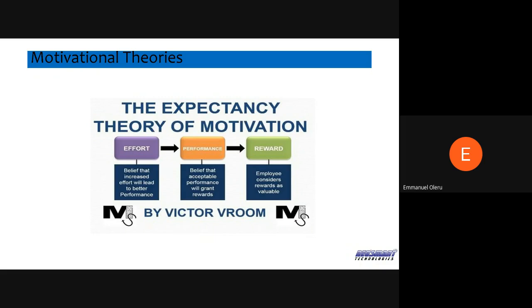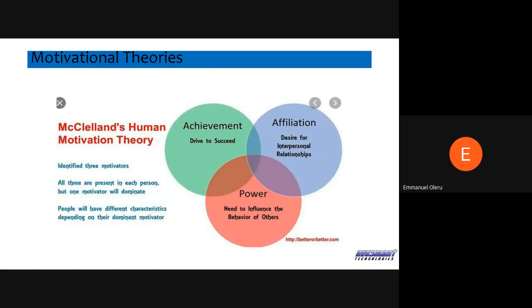The expectancy theory of motivation talks about effort. They believe that increased effort will lead to better performance. Then you go to performance, believing that a certain performance will grant me rewards, and then you go from performance to reward. The employee considers that the reward they are being given is valuable. As you go. We also have McClelland's theory.